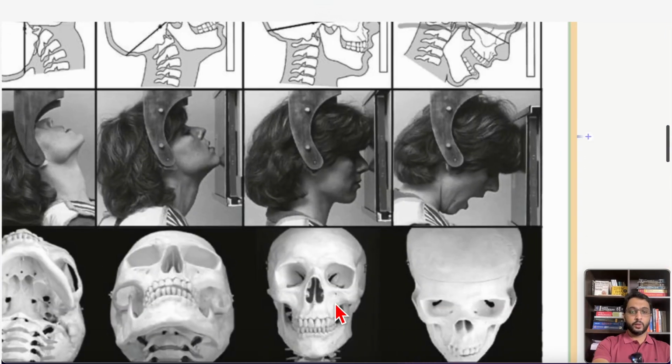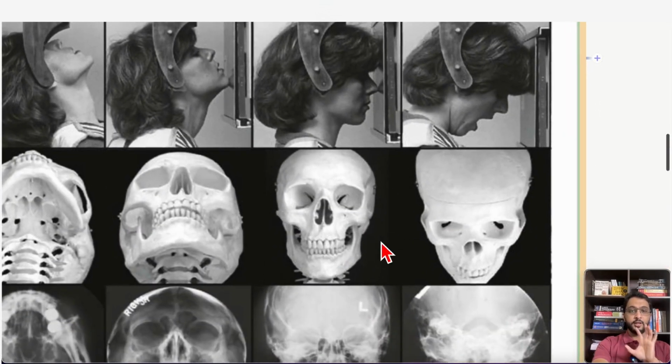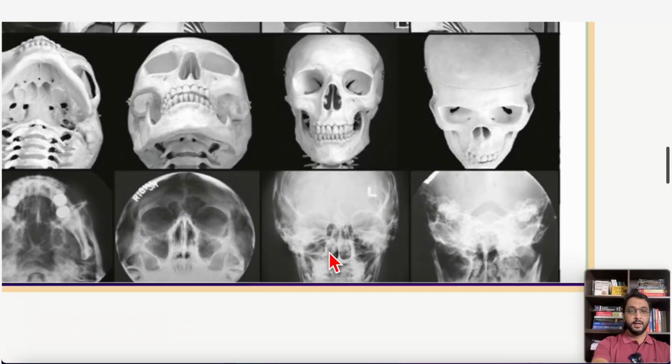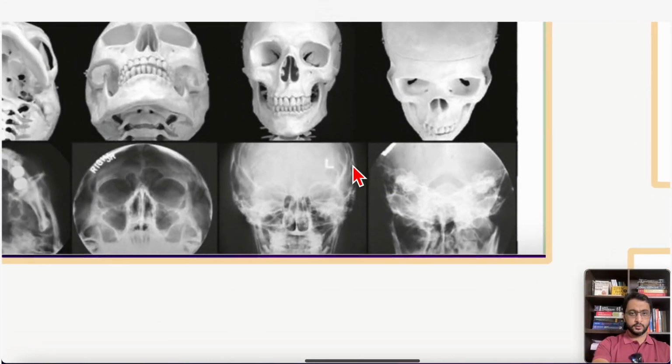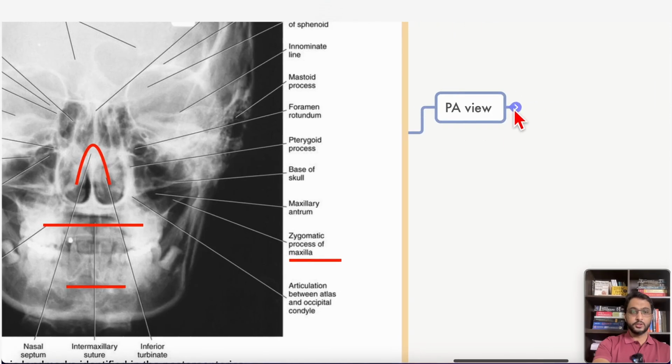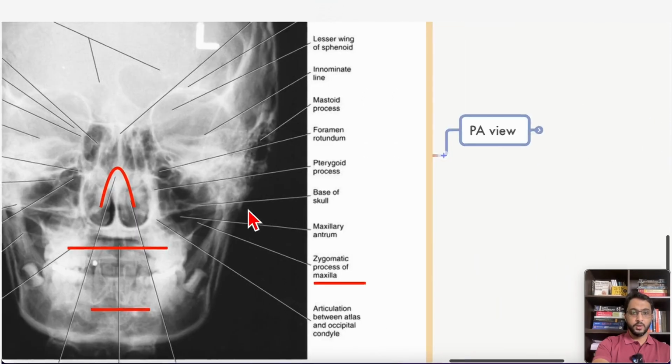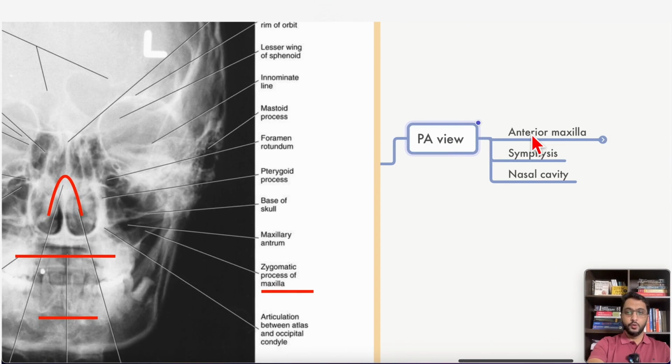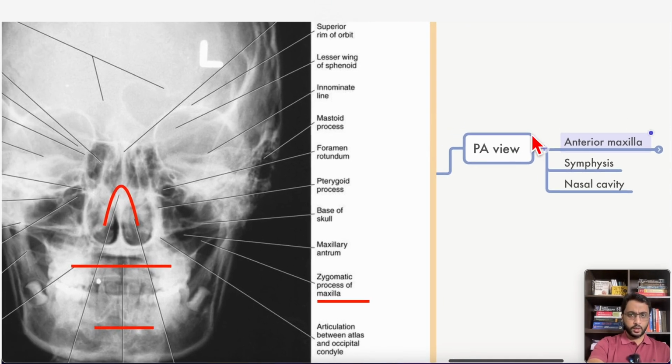This is basically how it looks, and you have a very clear view of the front. The front view is majorly for your mandibular bones, and I'm going to show this very soon in detail. So this is your PA view. Now majorly it's used for anterior maxilla.